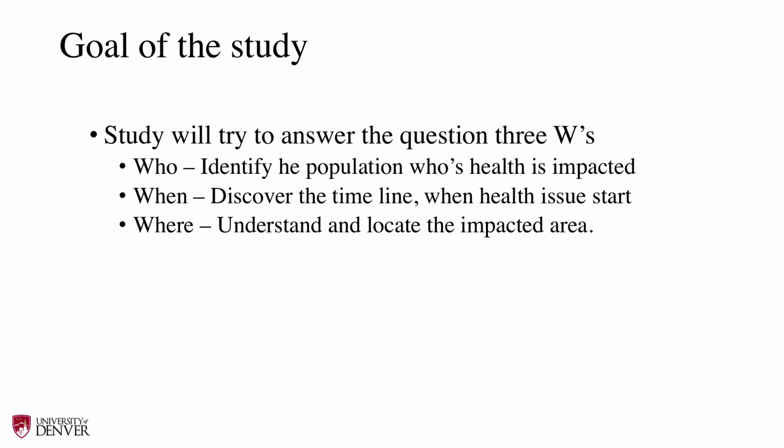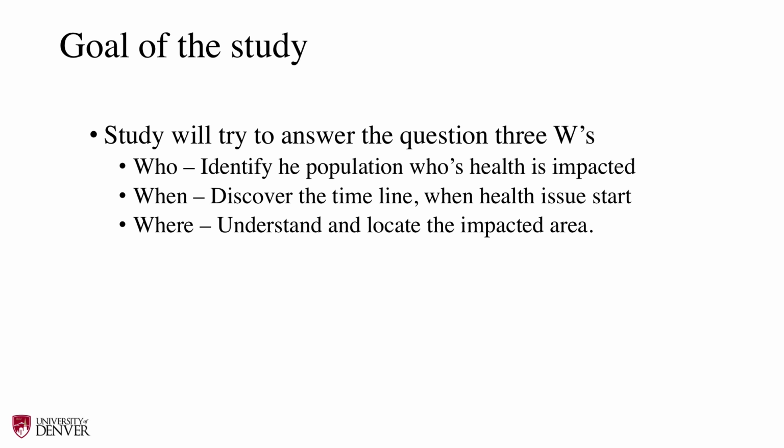So the goal of the study. What I am proposing here is that we're going to try to answer three W questions: who, when, and where. While answering the question of who, we'll be identifying the population whose health is impacted. We'll identify the people who may be getting impacted by the chemical plant, or any other factor playing a role in their health concern or health problem.